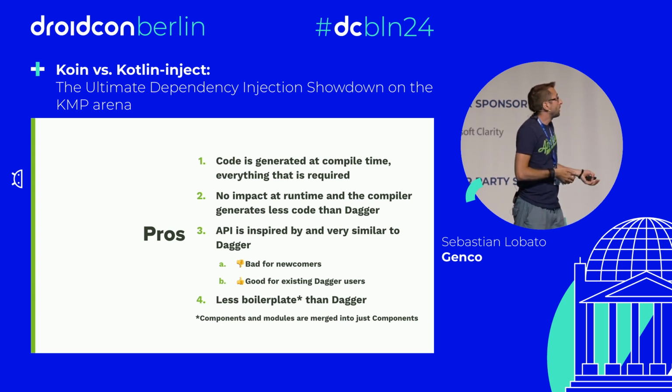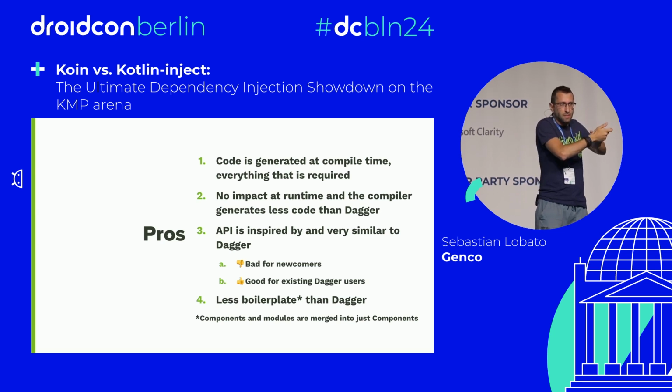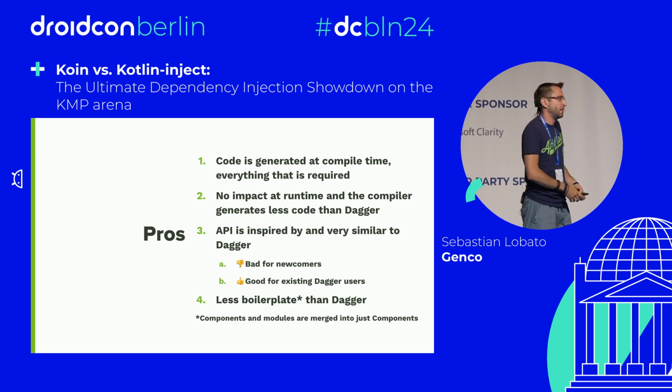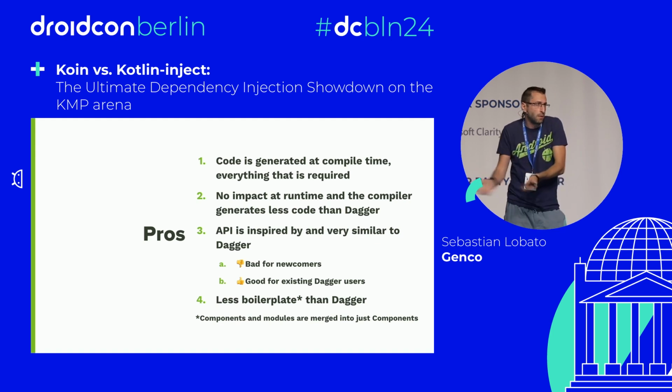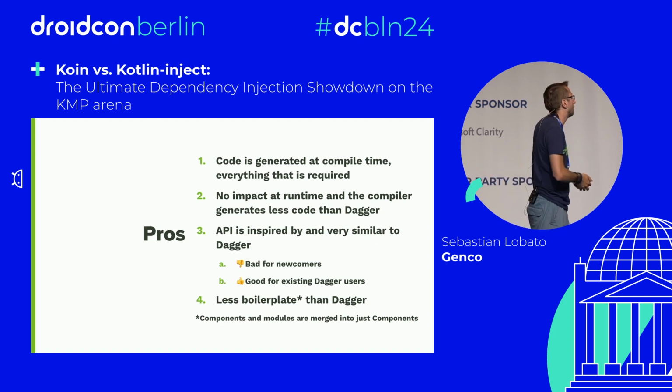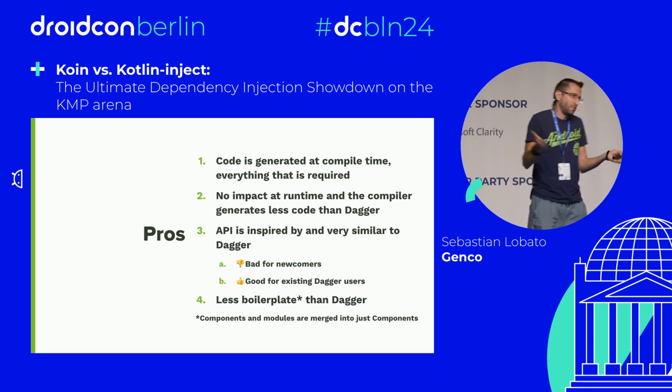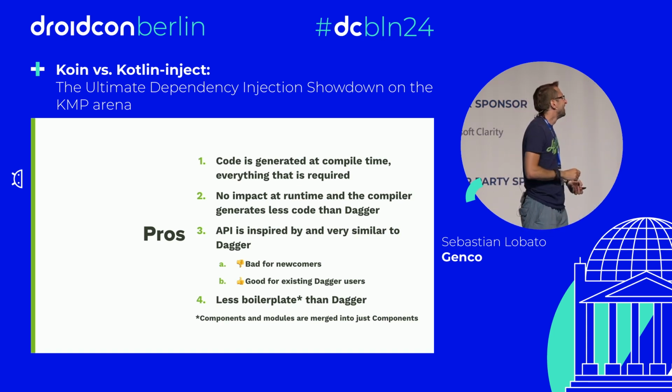There is also no impact at runtime. I skipped on the previous slide mentioning that there is a small impact in Koin runtime, but it's so negligible that I just put it so you know. It's less than a second, so I don't think it's a very big deal in Koin. But in Kotlin-inject, because everything is already compiled, there is no runtime overhead. And it also generates a little bit less code than Dagger, so in theory it could compile faster, but yeah, don't quote me on that one.